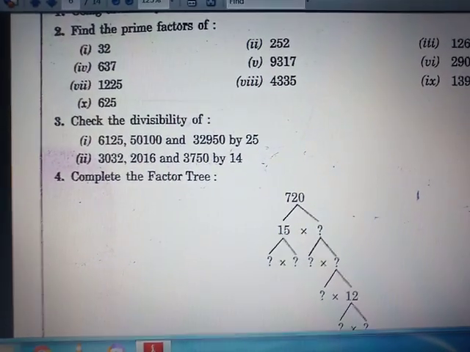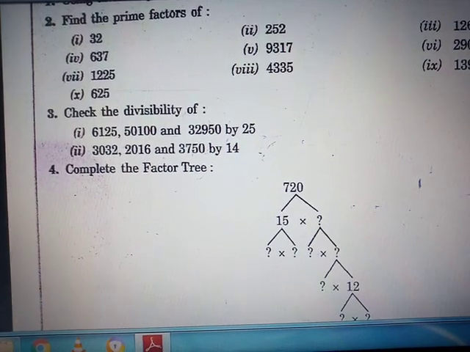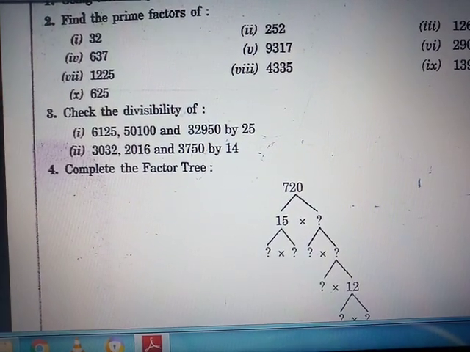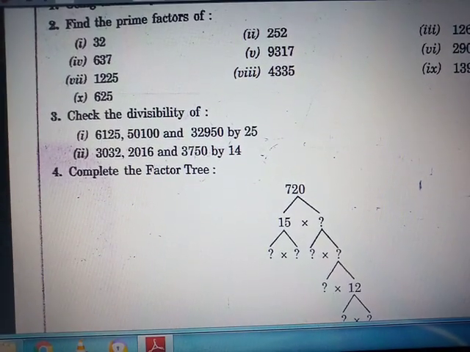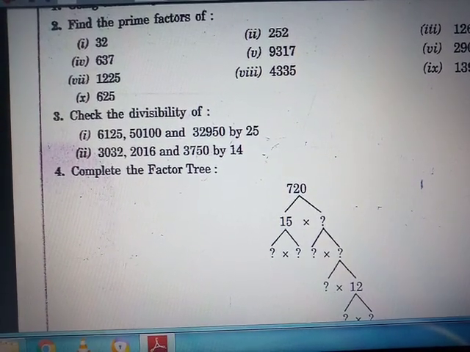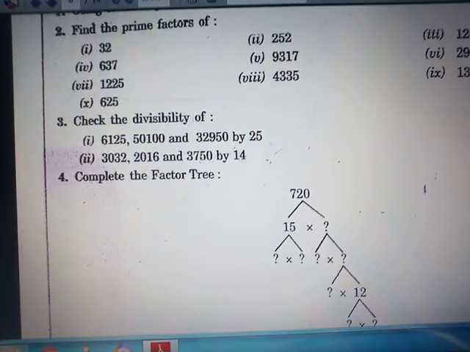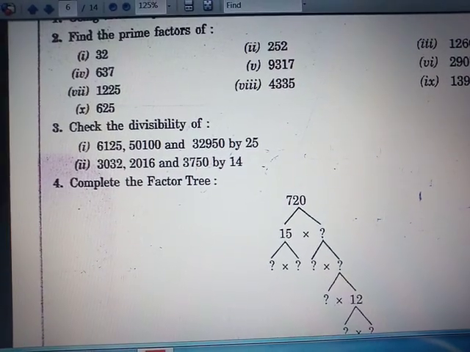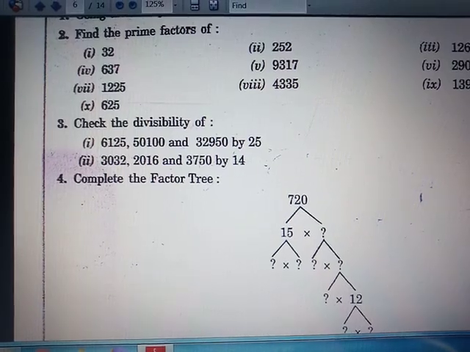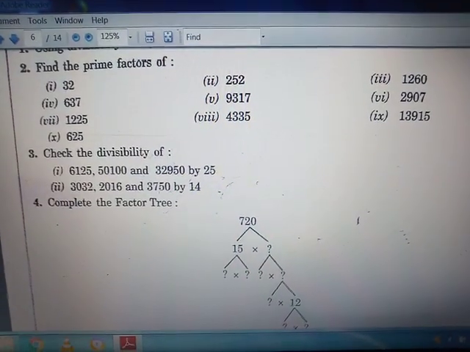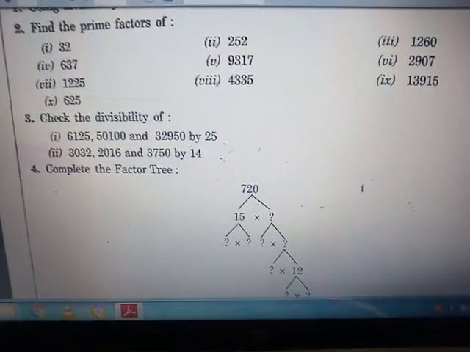In this question you can see that three parts are there: 3032, 2016 and 3750. The unit digits of these numbers are 2, 6 and 0, so they are all divisible by 2. We can easily say that. Now we will see which number is divisible by 7. For checking divisibility by 7, we can either divide the number directly, or we can go through the test of divisibility by 7.